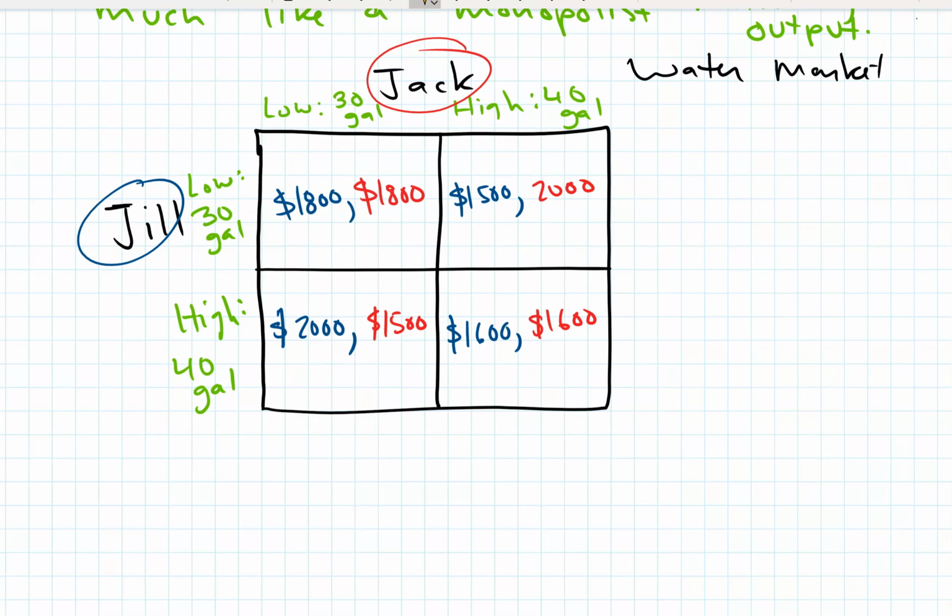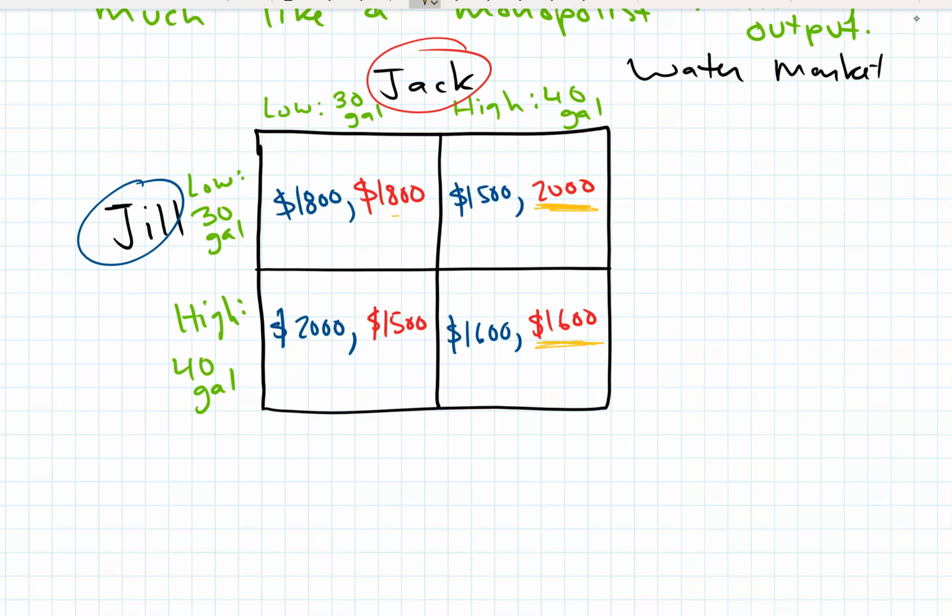Okay, so let's think about it. Now, walk through the same procedure. We'll start with Jack's choice. If Jill was to go low, then what should Jack do? So 1800 versus 2000. Definitely 2000 is better. So if Jill goes low, Jack should go high. And if Jill goes high, Jack should also go high.